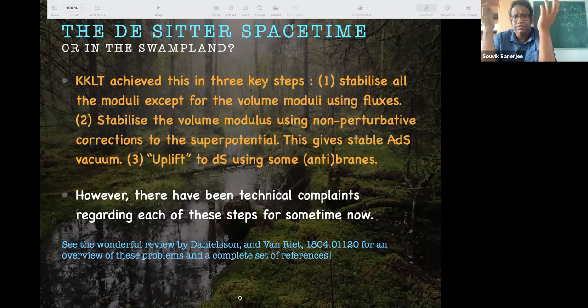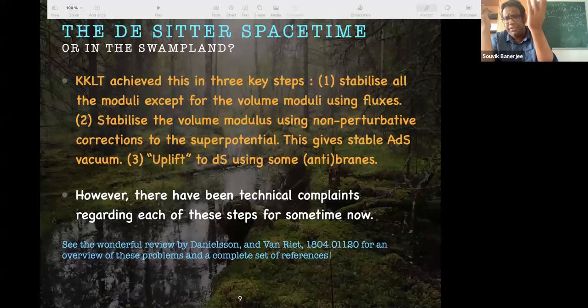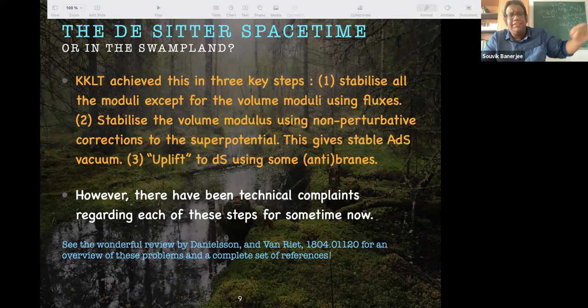The way they did it is to uplift with some anti-branes, anti-D3 branes in the Klebanov-Strassler throat. So this is a whole construction by itself. But all I'm saying is that these are more or less the same steps that we mentioned. First, you stabilize the moduli in some way, and then you break supersymmetry in a very controlled manner to uplift the AdS solution. However, there are some technical complaints. Some people mention this.